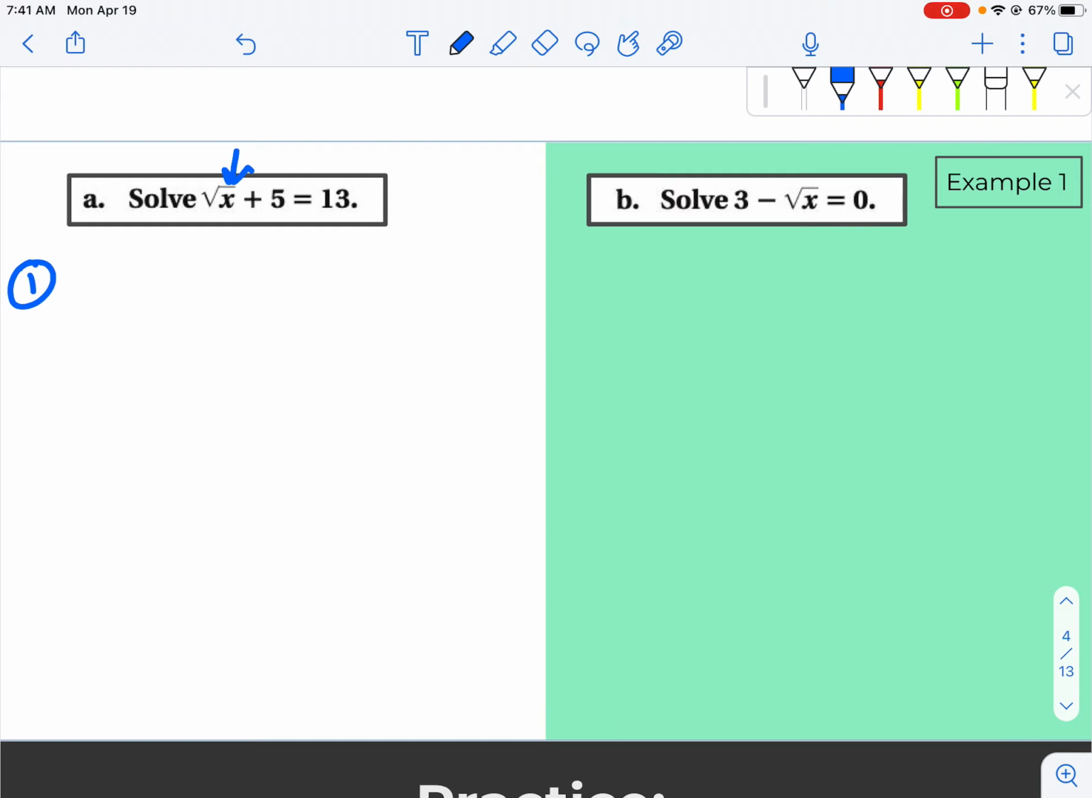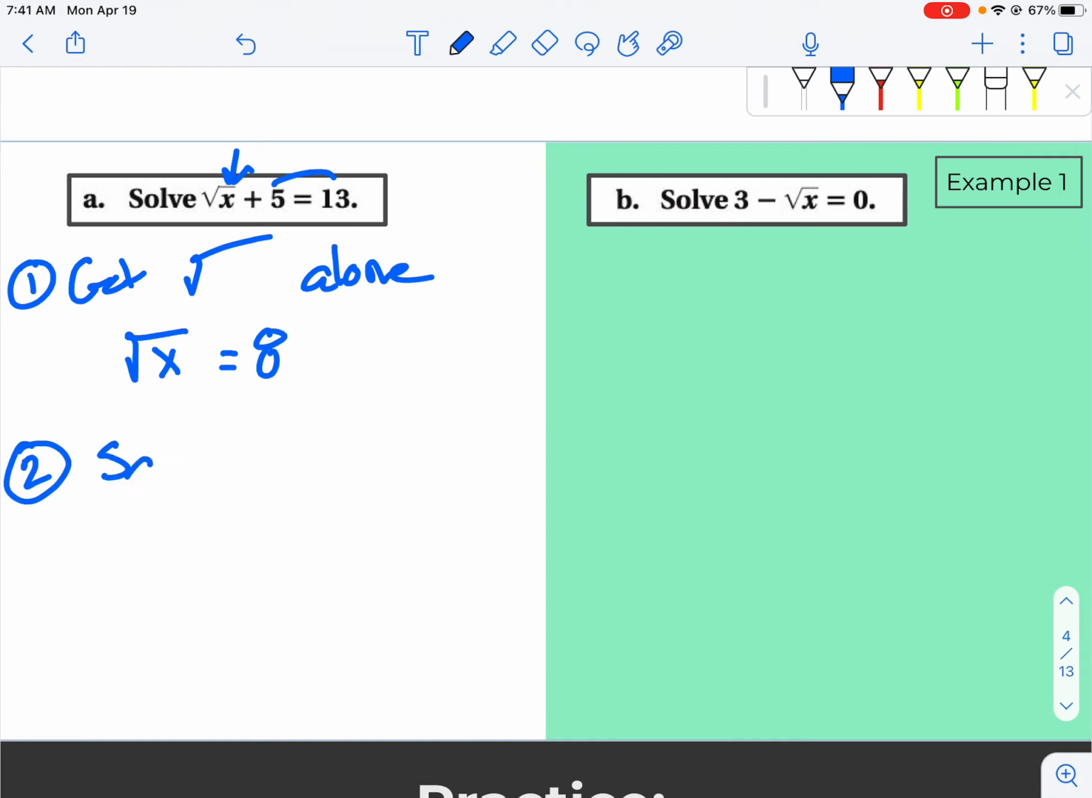all alone. The way we do that here, I guess I'll write it down so we have the steps. Get square root alone. So that would give us square root of x equals, we subtract 5 from each side, equals 8. Now it might take 2 or 3 steps to get the square root alone. In this case, it's only one step, but there might be times where it takes a couple steps.